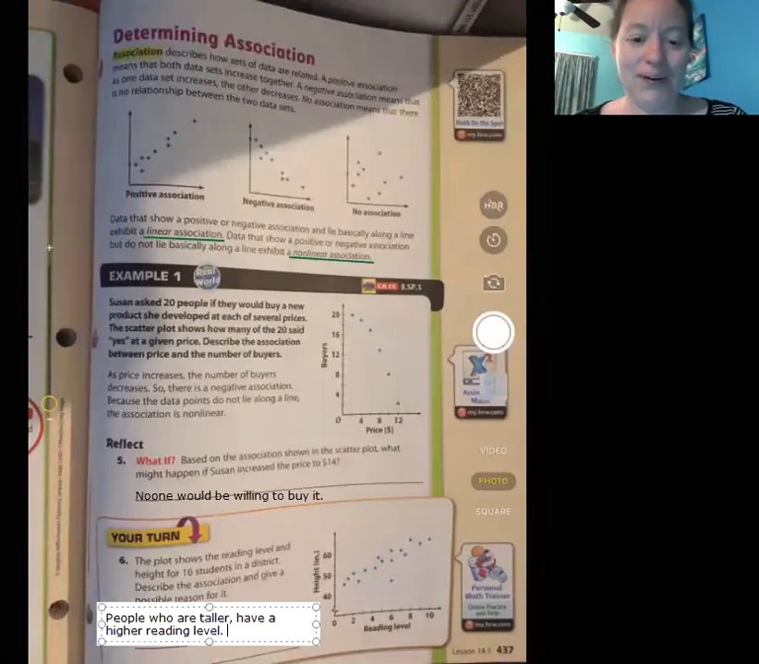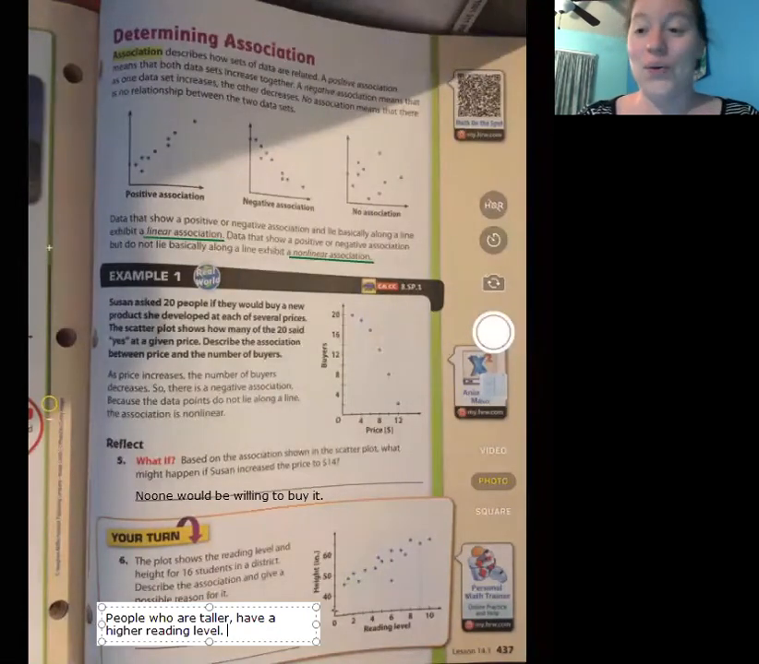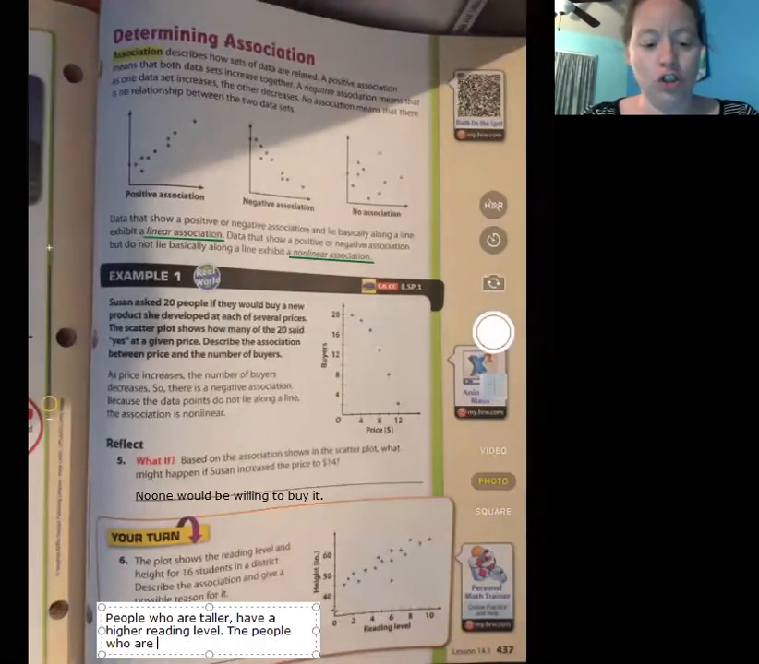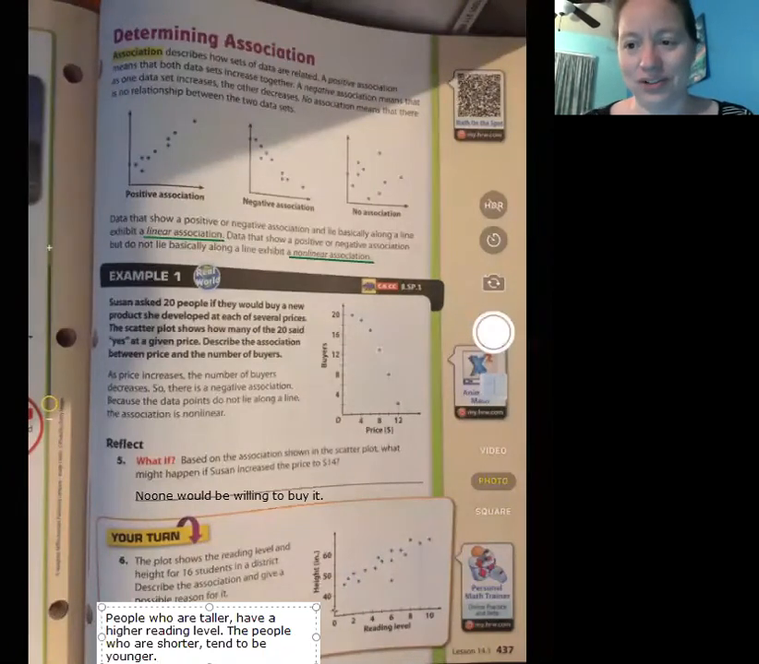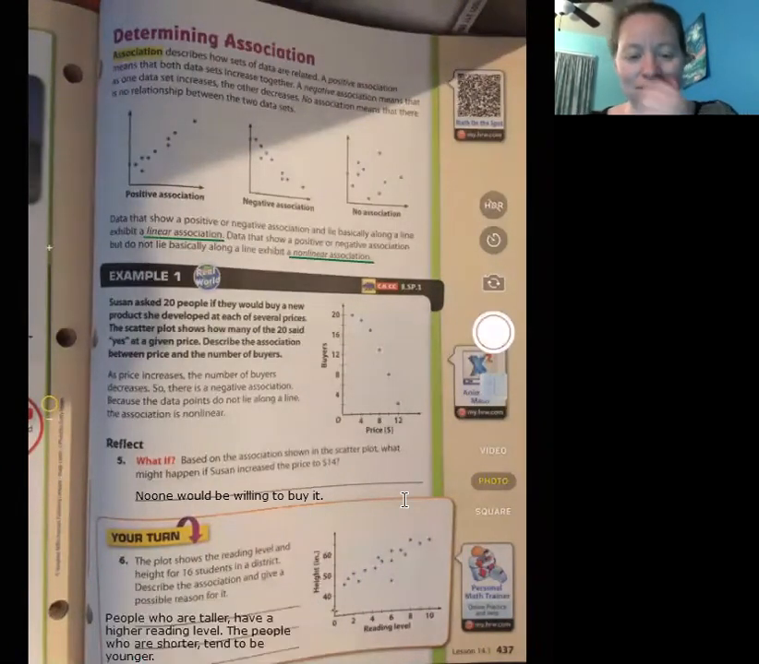So people who are taller have a higher reading level. Why? The people who are shorter tend to be younger. Sorry. And that's really all there is to it. It's kind of a trick question, almost. Okay, so I'm pausing there, moving on to the next page.